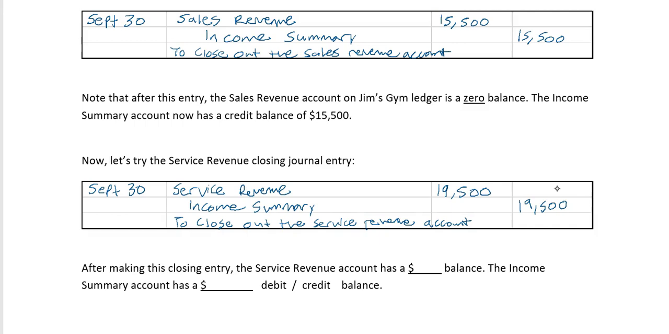So to fill in this next question, after making the closing entry, the service revenue account now has a zero balance as everything has been transferred to income summary. And the income summary account now has both sales revenue and service revenue in it, both credit balances. So we add that up. It's a $35,000 credit balance.